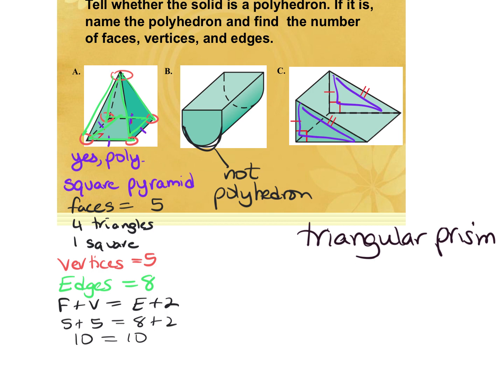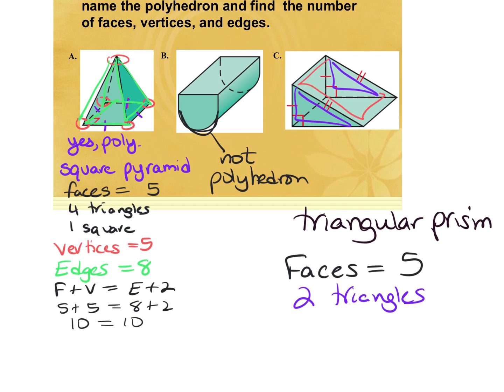So my faces, I have 5 of them because I have two triangles, and then I have the 3 rectangles. I've got a rectangle right here, then I've got another one back here, and then I also have the one on the bottom. So I've got one here along the bottom. So I have 3 rectangle faces, giving me a total of 5 faces.